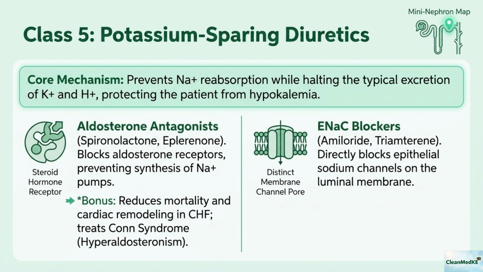Finally, Class 5, potassium-sparing diuretics. Their core mechanism is preventing sodium reabsorption while halting the excretion of potassium, K+, and hydrogen, H+. We have 2 types: aldosterone antagonists like spironolactone, which block steroid hormone receptors, and ENaC blockers like amiloride, which block sodium channels directly. Spironolactone is particularly powerful because it reduces mortality and cardiac remodeling in CHF and is the treatment of choice for Conn syndrome.